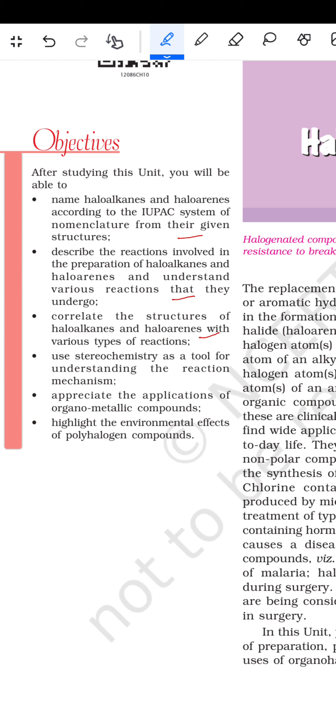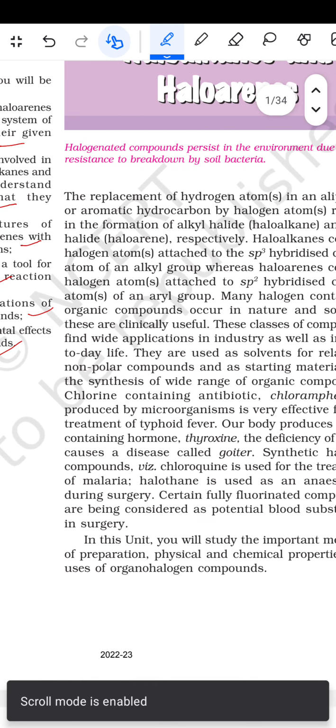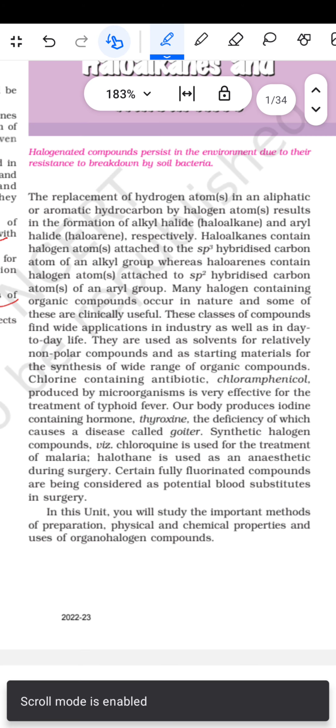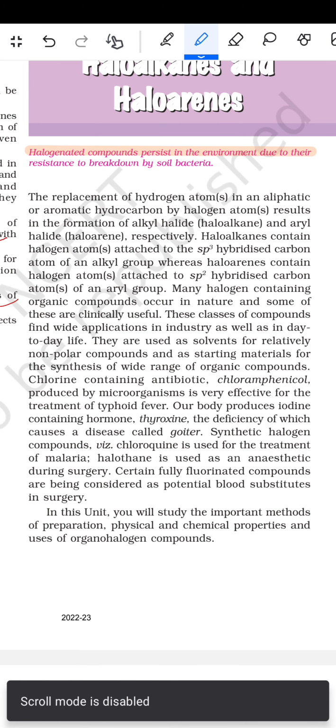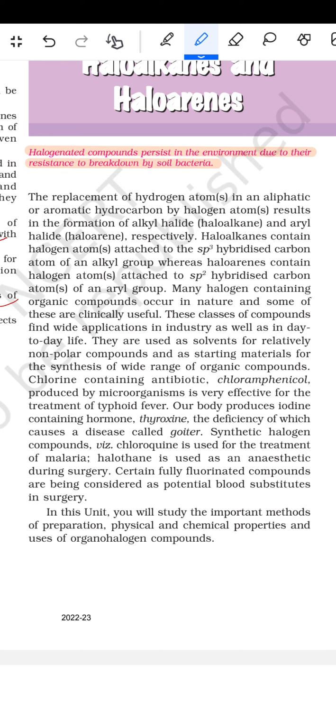Use stereochemistry as a tool for understanding the reaction mechanism. Appreciate the applications of the organometallic compounds and highlight the environmental effects of the polyhalogen compounds. Now the halogenated compounds persist in the environment due to their resistance to breakdown by the soil bacteria.